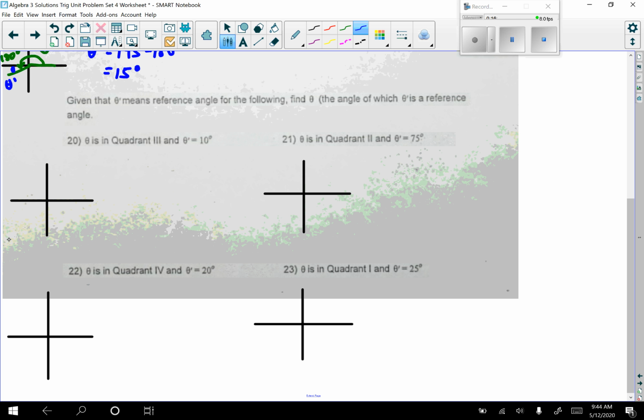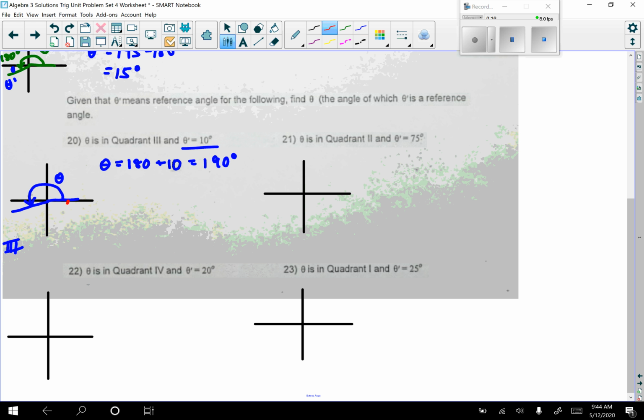So we have to be told which quadrant we're in. We're going to be working in quadrant 3, where our terminal side ends up. And then theta prime is 10 degrees. So remember, this means from the x-axis. If I'm in the third quadrant, I'm 10 degrees past this x-axis right here. So here's my initial side. So I could draw theta like this. In this case, theta is going to equal 180 plus 10, which will give me 190 degrees. That's one answer for this.